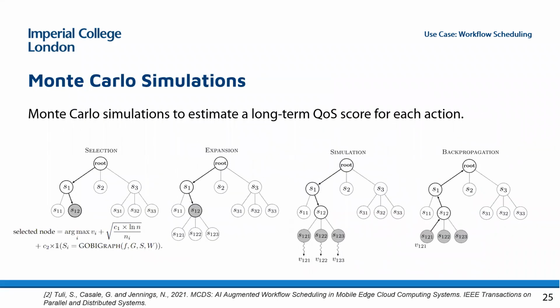Yes. Okay. So you use the Monte Carlo simulation to generate a long-term QoS from the root, right? And I want to ask, how many steps do you simulate? So in this picture, it seems like you simulate 4 steps. Is it true?